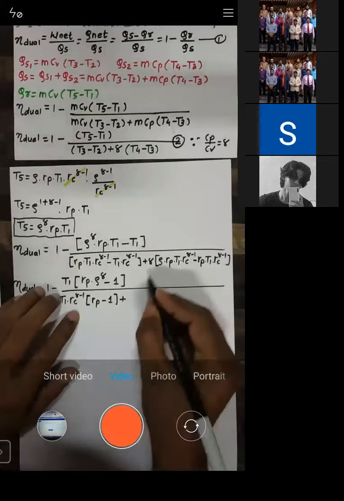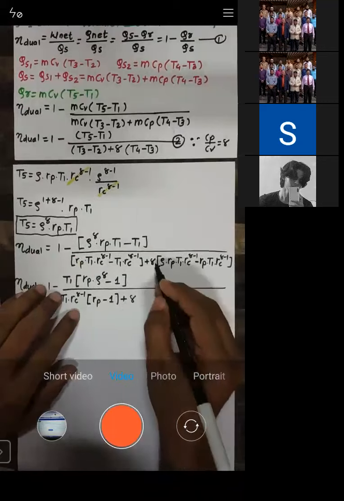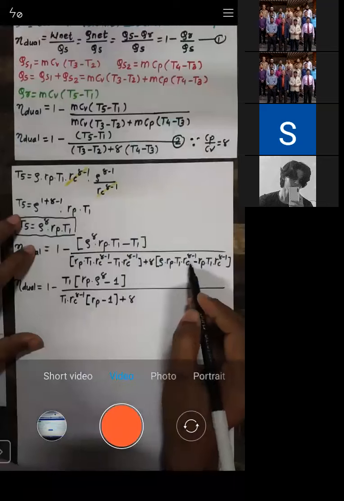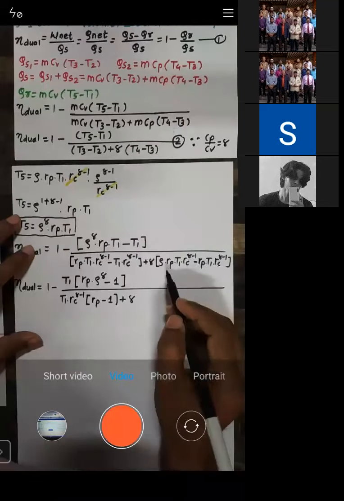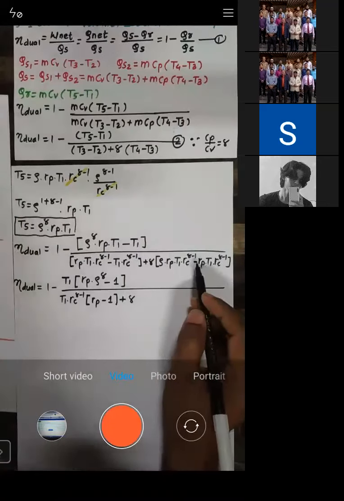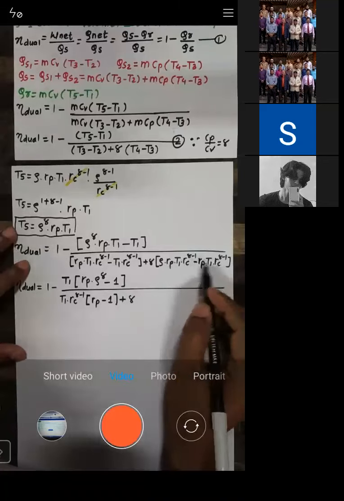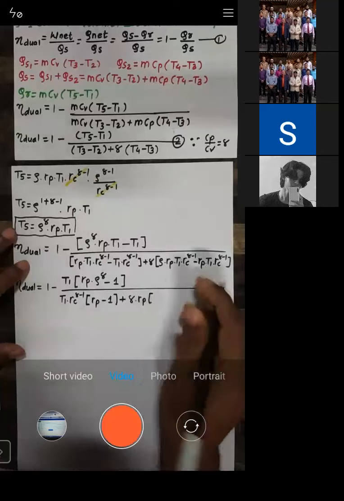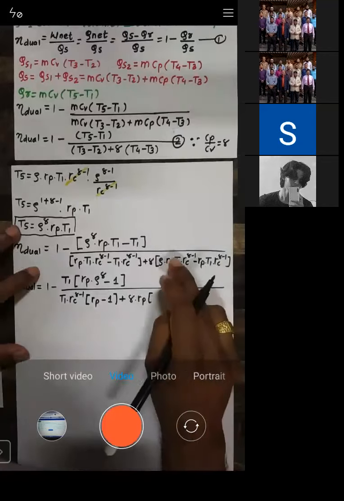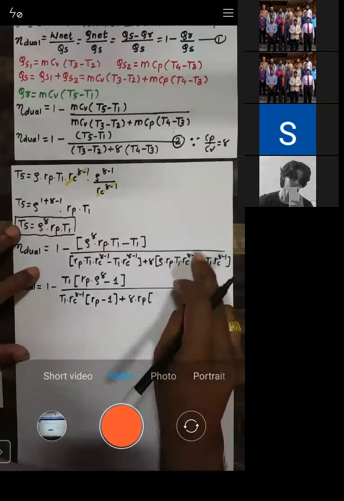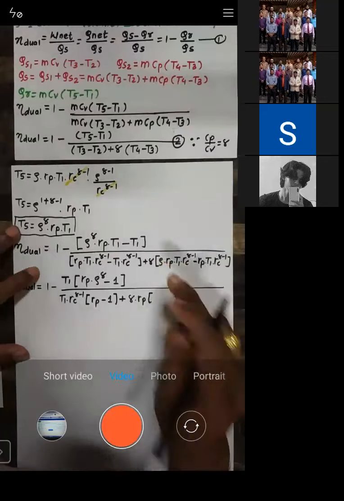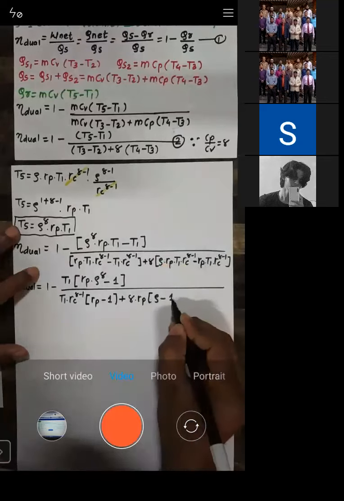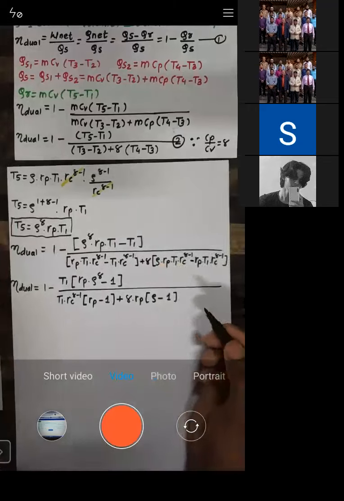Plus gamma I have written. Now see, T1 into Rc raised to power gamma minus 1 is already common. But when we see these two terms, Rp is also common. So I will take Rp also common here, only for this particular term. Now Rp is common, T1 into Rc raised to power gamma minus 1 is common, only remaining is rho, and here only minus 1 is remaining.